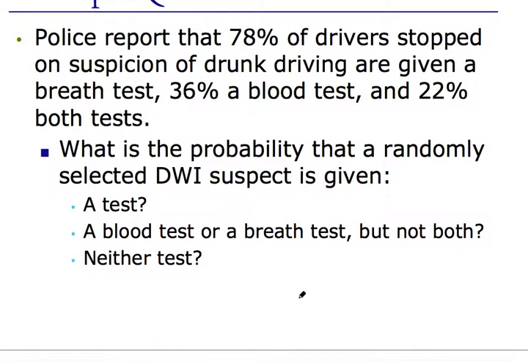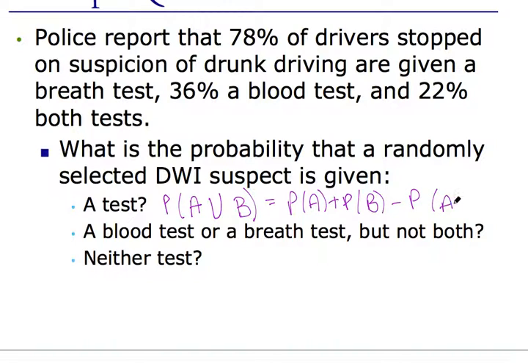Police report that 78%, oh, that's the same question. So what is the probability that a randomly selected DWI suspect is given any test? I will just refer to them as A and B. So that they're given the breath test or they are given the blood test. That is going to be equal to the probability of A plus the probability of B minus the intersection of both, because we don't want to include those both times. So this is 0.78. Probability of B is 0.36, and then we subtract the 0.14. So the probability of A or B is 0.92, and where I got that was 0.78 plus 0.36 minus 0.14.